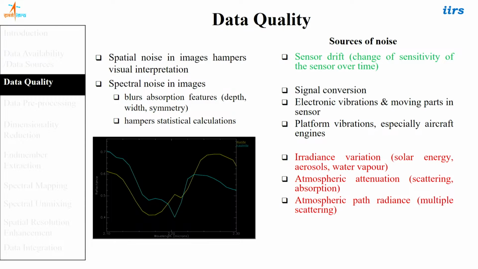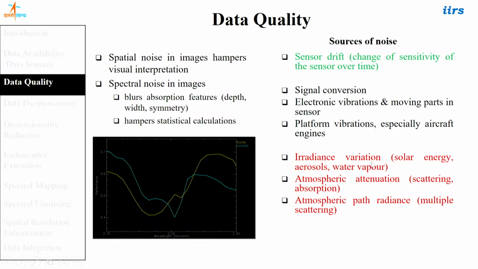So what are the sources of noise? Normally sensor drift, meaning sensor quality changes with time. Then signal conversion, when it is converted from analog to digital, like radiance to digital number value, some noise can be added. Electronic vibrations and moving parts in the sensor can also affect the signal. Then platform vibrations, especially the aircraft engine in an airborne sensor, affect the data.